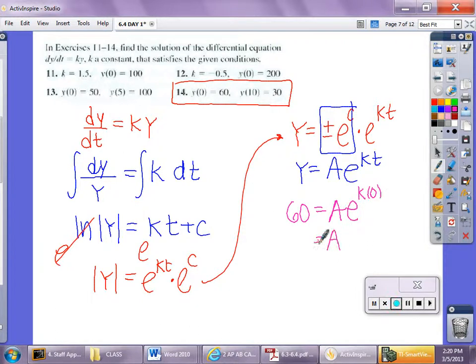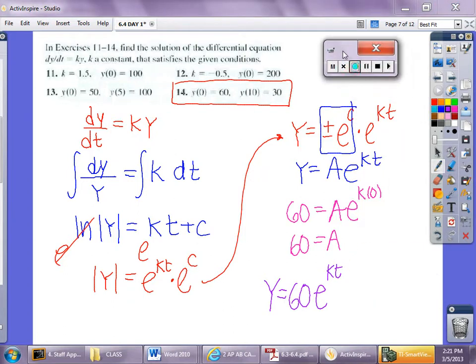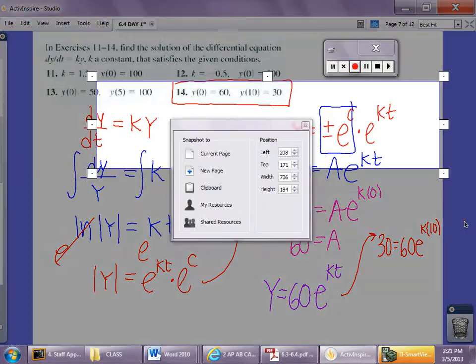So that helps you find A. So that's what I have so far. And then the other value that you're getting, 30, is equal to 60 e to the k times 10. And then here we're going to actually have to solve. And I'm going to move that over to next page so I have enough room.